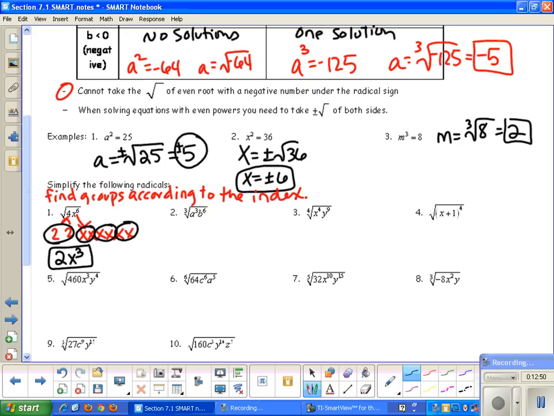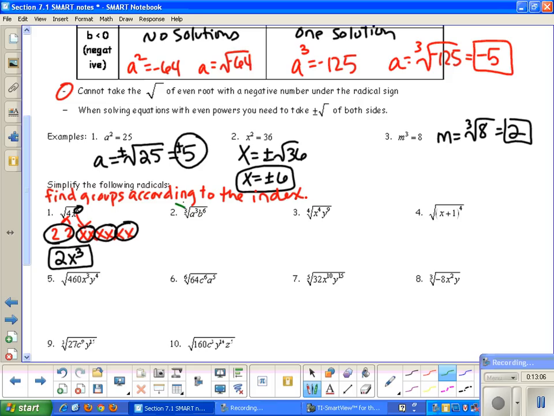Another way to look at that is you look for your perfect square. So 4, we know the square root of 4 is 2. And if you take your index, which is 2, and divide that into this number here, so 6 divided by 2 is 3, that means x to the third goes on the outside. So let's look at the next one.